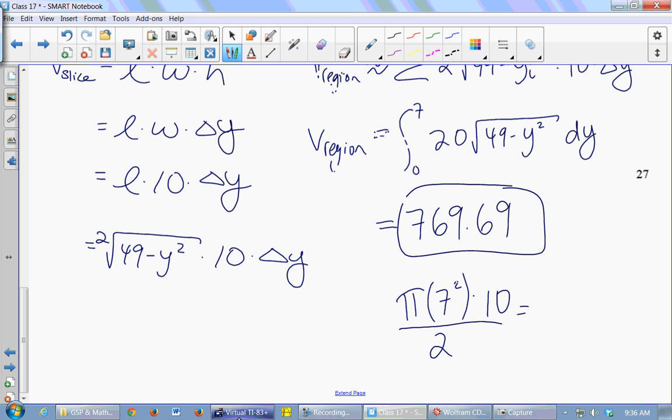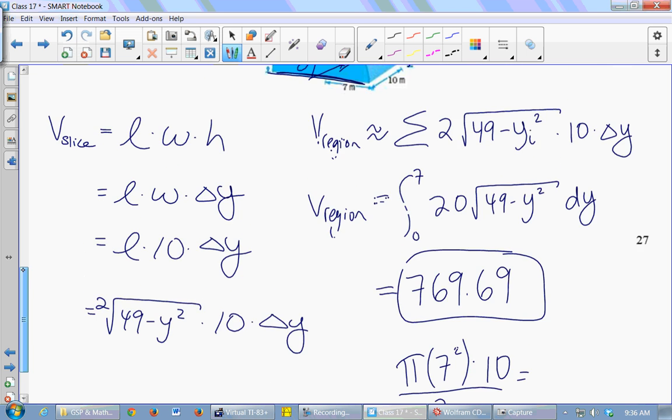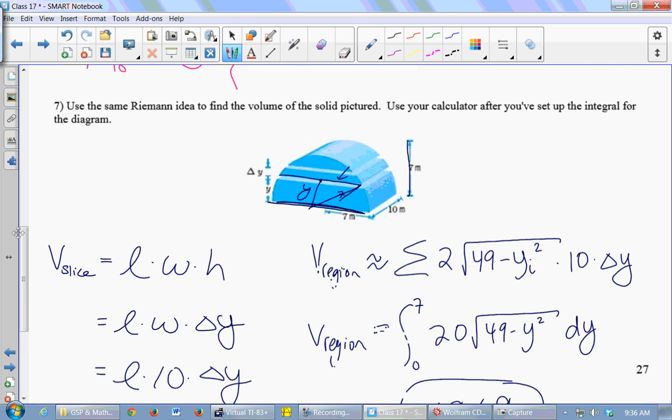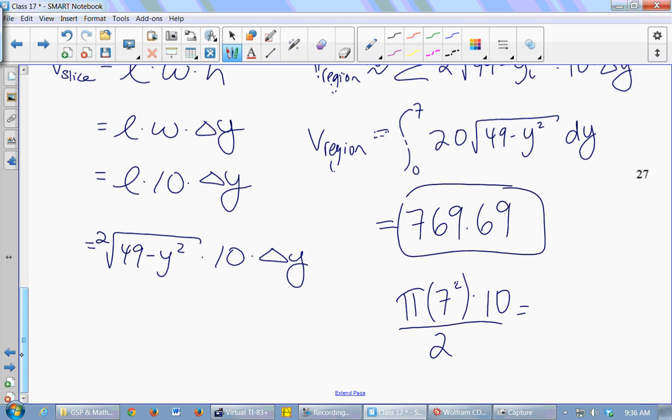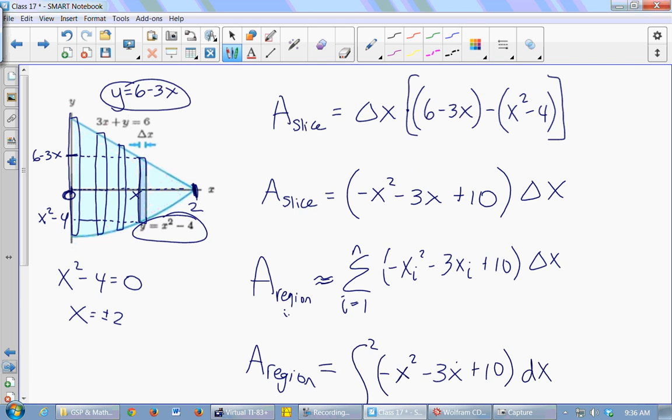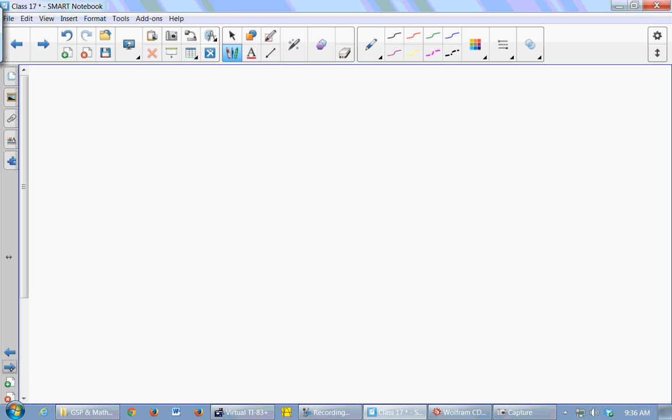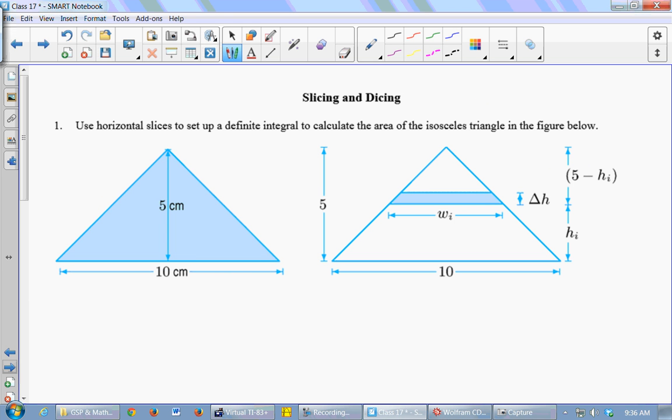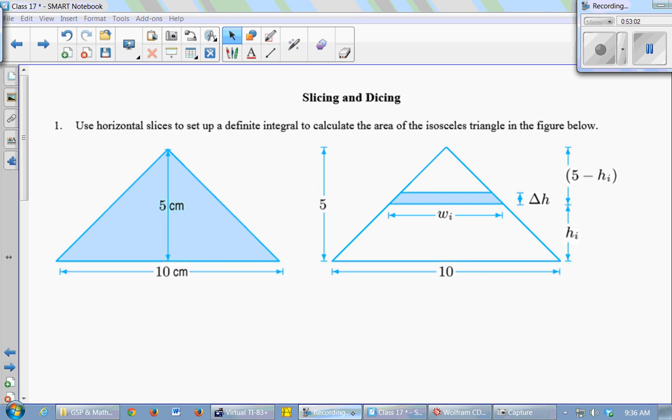So if you ever wondered how we know these formulas for the area of a circle, the volume of a cylinder, the area of a triangle, this is how we discover those things. Integration. Okay, your turn. Use some slicing to find areas and volumes.